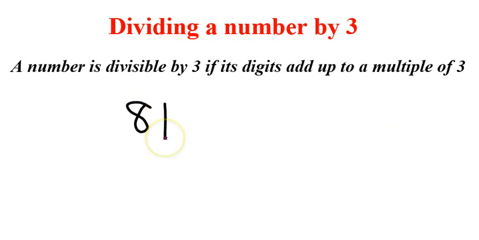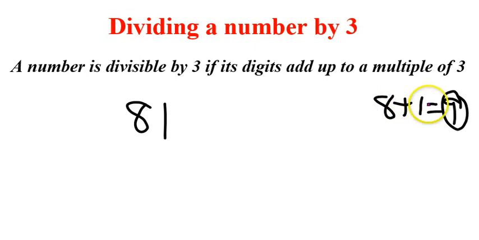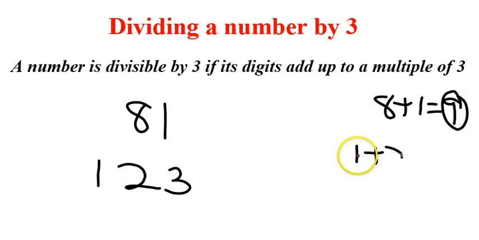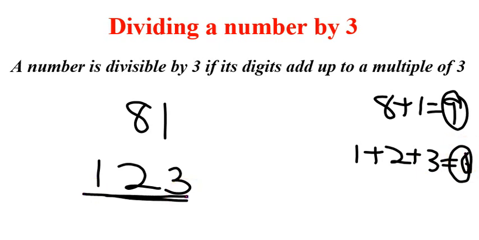Is 81 divisible by 3? I guess your answer is right. 8 plus 1 is equal to 9, and 9 is a multiple of 3. Is 123 divisible by 3? Well, let's see. 1 plus 2 plus 3 together will give us 6, and 6 is a multiple of 3. For that matter, 123 can be divided by 3 without a remainder.